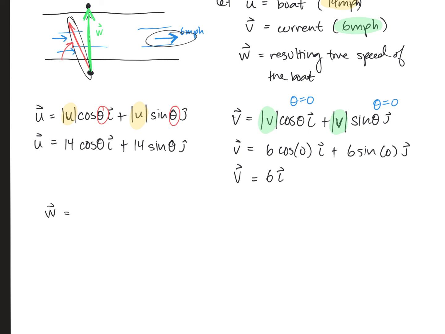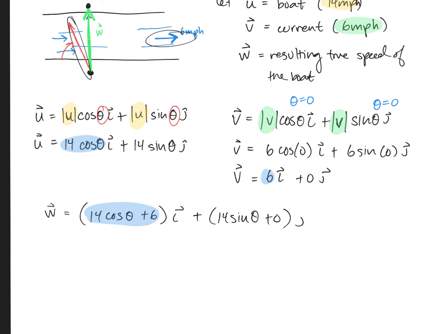Well, w will add up the, oh, sorry, that should be 0j. The I and j values. So we'll have the 14 cosine theta plus the 6 for the I values. Let me highlight that with colors so we know where those came from. So that plus that is going to give me our value here. And then plus the 14 sine theta plus 0 j. And where did that come from? Well, that came from here. Oops, wrong color. Here and here. Okay, so we have our w value.